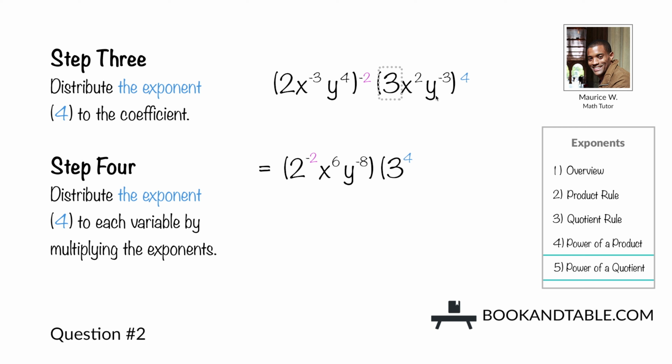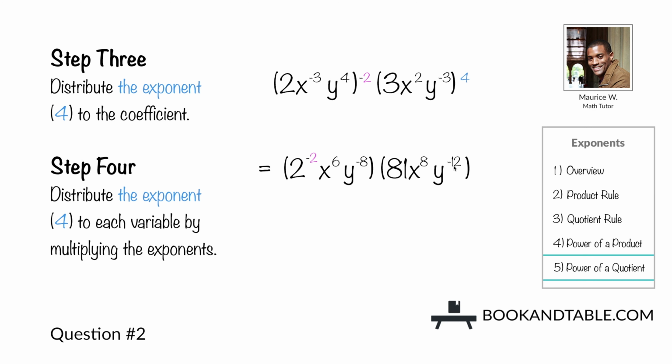So step 3, distribute the exponent 4 to the coefficient 3, giving you 3 to a power of 4, which is 81. Then step 4, distribute the exponent 4 to each variable, x and y, by multiplying the exponents. X squared to a power of 4 is x to a power of 2 times 4, which gives us 8. And y to a power of negative 3 to a power of 4 is equal to y to a power of negative 3 times 4, which is y to the negative 12.